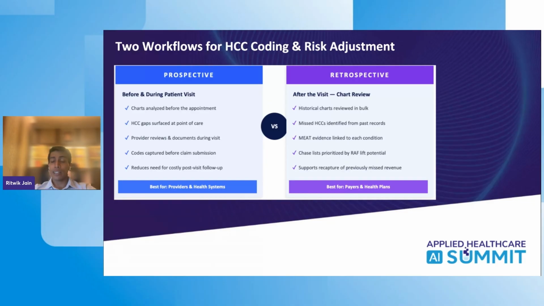Prospective flips the model entirely. Charts are analyzed before the visit, gaps are surfaced at the point of care, in the EHR or a platform that's connected to the EHR, the provider documents during the encounter, and then the code is captured before the claim is ever submitted. No chasing, no queries, no recovery needed. This is the workflow built for providers and health systems who want to get it right the first time and also improve clinical documentation at source.